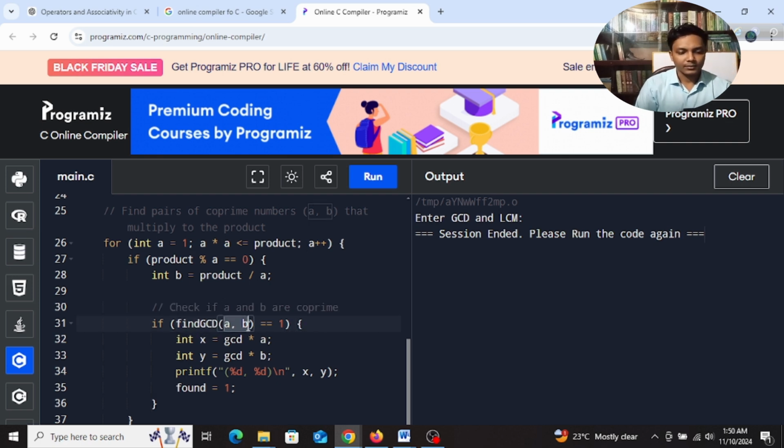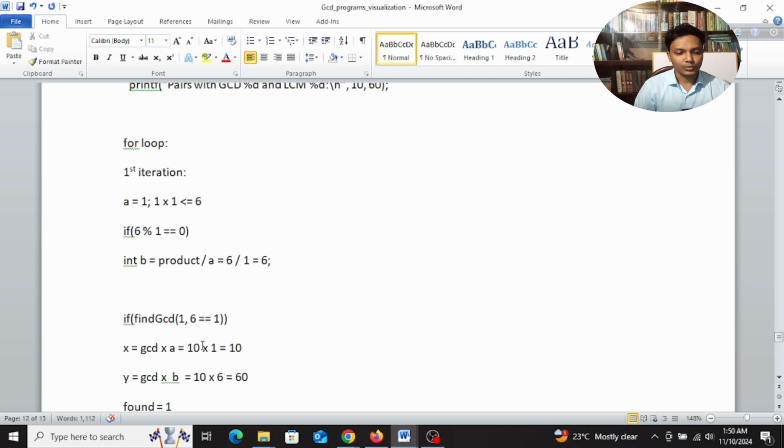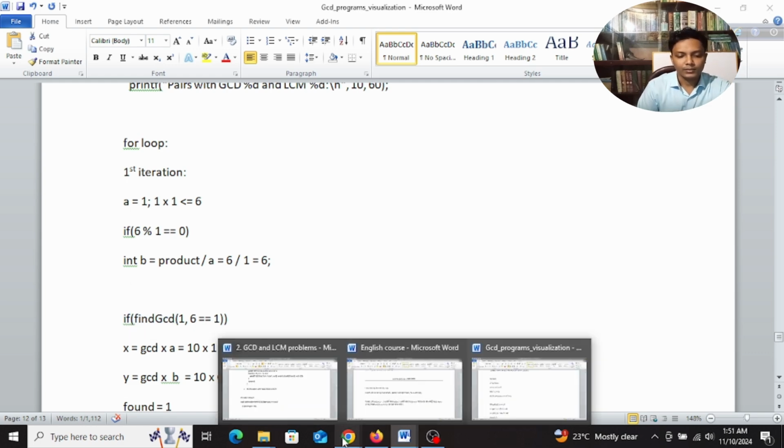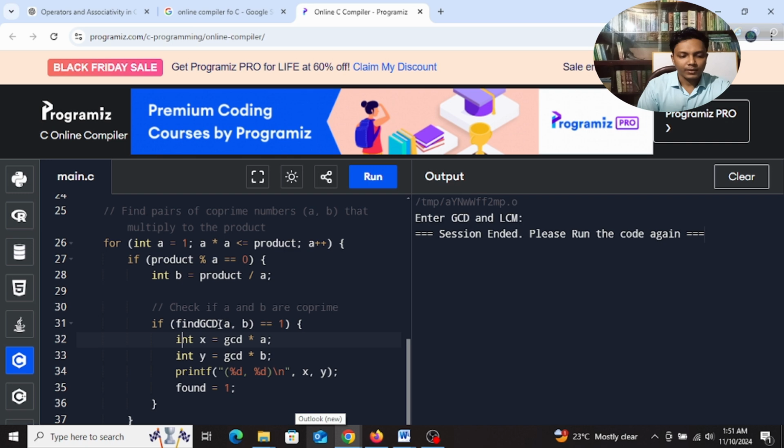So what is a, guys? After all these things, a is 1 and b is 6, right? So with 1 and 6, there is no number greater than 1 that can divide both of them. So here we will see, when this condition is true, when 1 and 6 have GCD equal to 1, the find GCD function will be called here. Find GCD will be in action here.